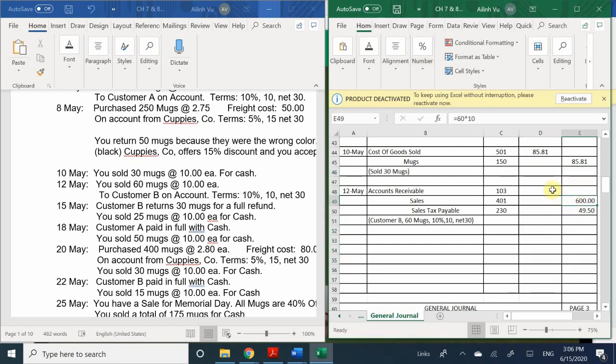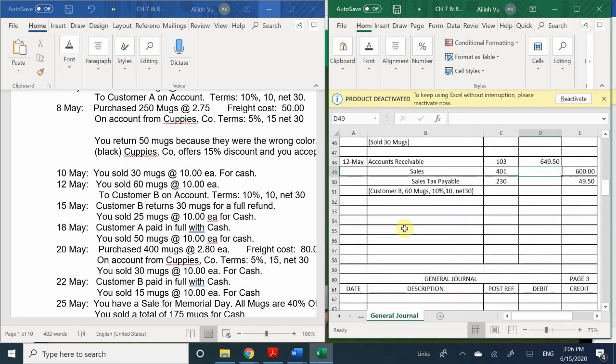Okay, so here 600, and then my tax was $49.50. So that means my total that he owes me is going to be $649.50. Okay. I think we're reaching to the end because we have enough for just that one last transaction.